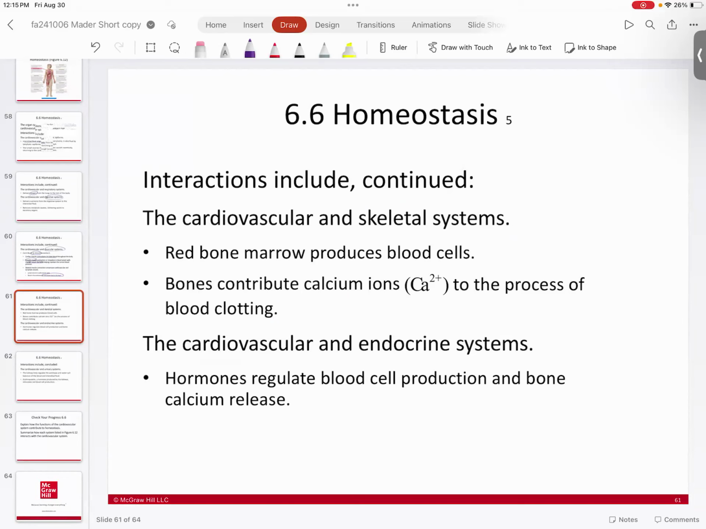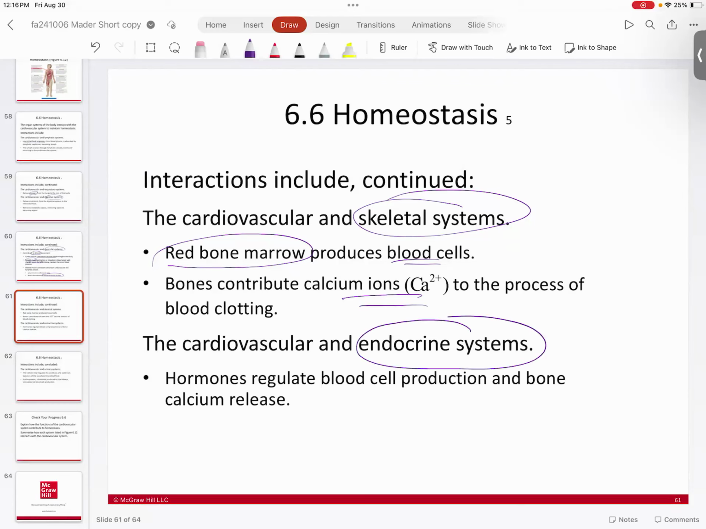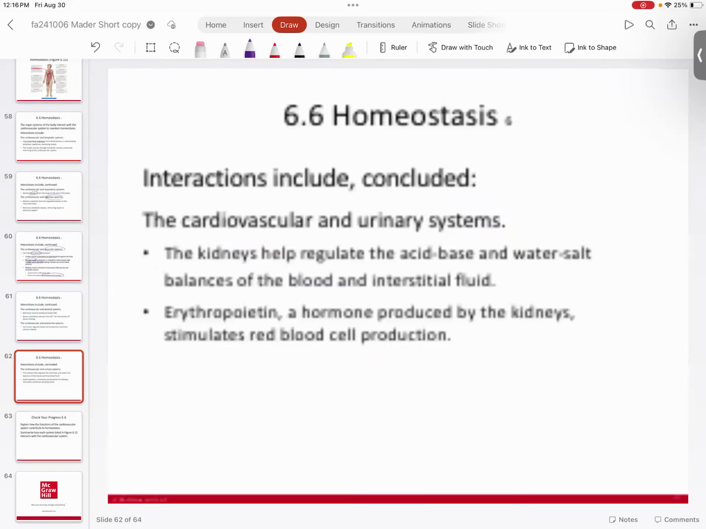The cardiovascular system interacts with the skeletal system because the bone marrow, which is part of your skeletal system, is where you produce your red blood cells and also your white blood cells. Also, calcium, which is packed into the skeletal system, is necessary for contraction and blood clotting associated with the cardiovascular system. The endocrine system, which is your hormone system, is also important in regulating not just the other parts of your body, but also blood cell production and calcium release, which you need for blood clotting and for cardiac muscle contraction.